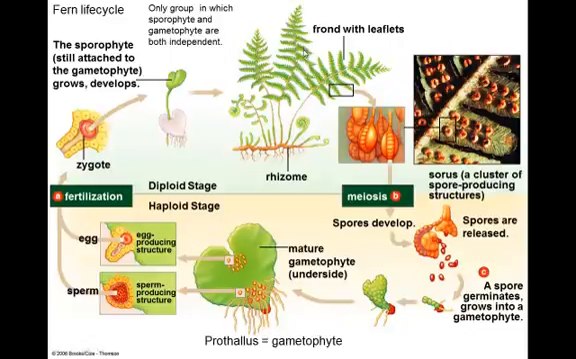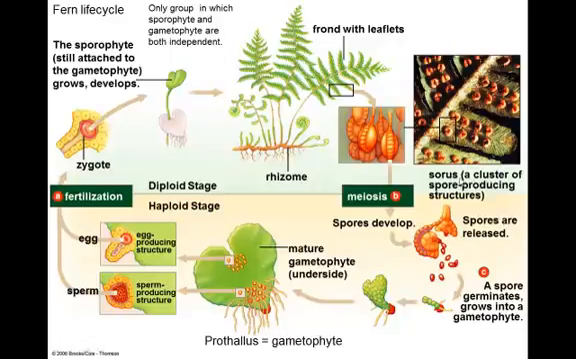And on the backside of the leaves, there are little clusters of spore-producing structures. The spore-producing structures are called sporangia, and a cluster of these sporangia is called a sorus, S-O-R-U-S. And so that's another term, in addition to prothallus, that you have to learn and associate with the fern life cycle.